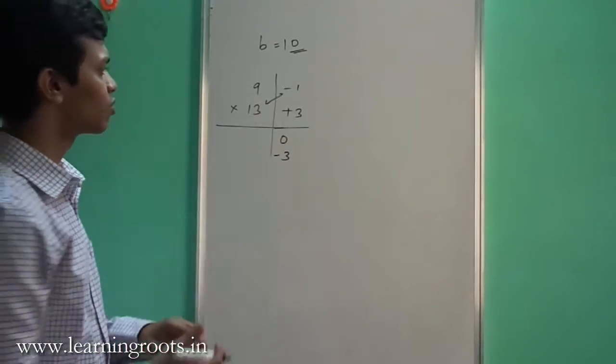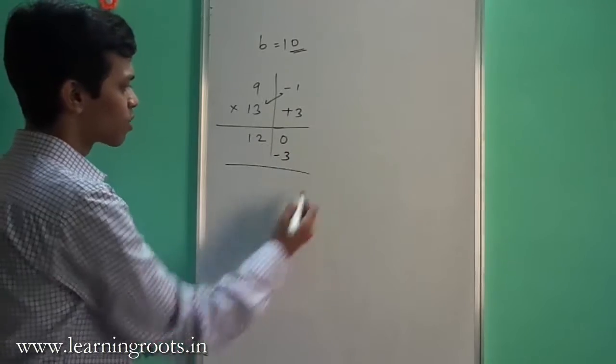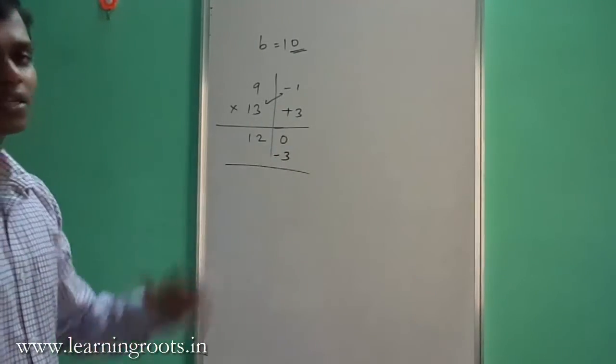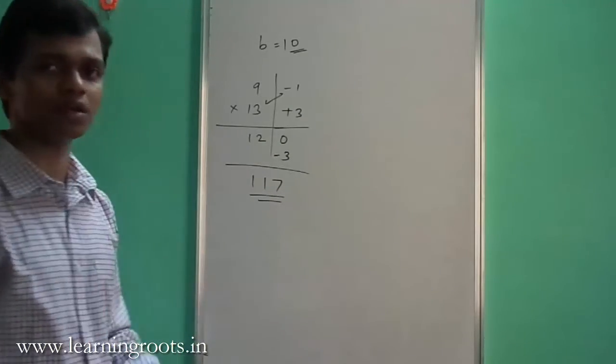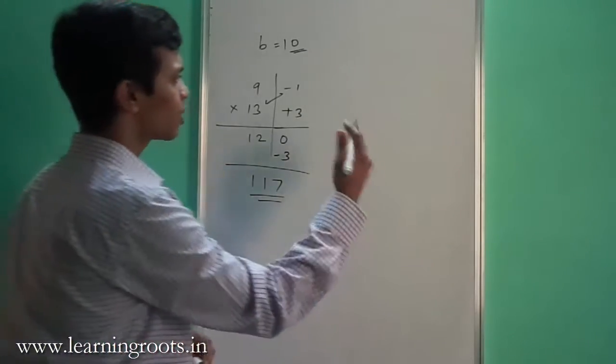So 13 minus 1 is what? 12. And I'll treat this as 120 minus 3. What is 120 minus 3? 117. So that is your answer. Let's look at another example.